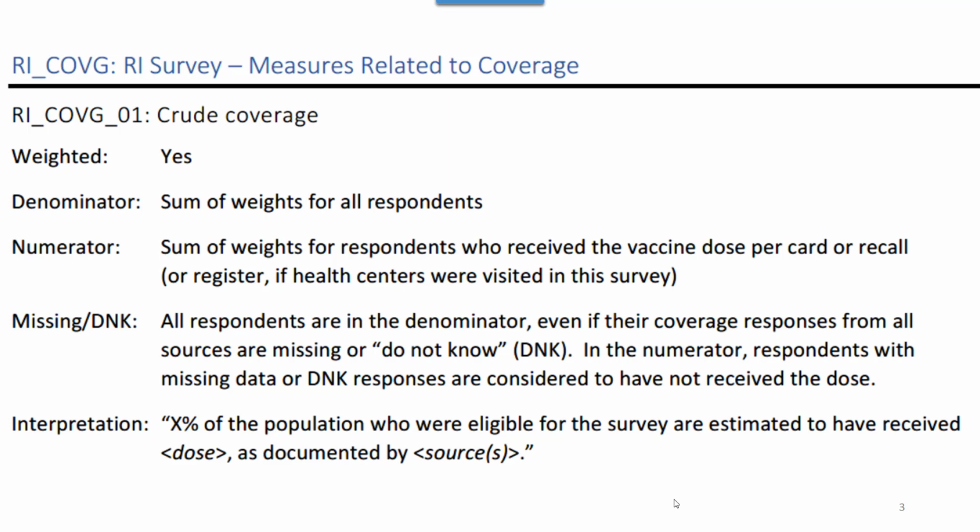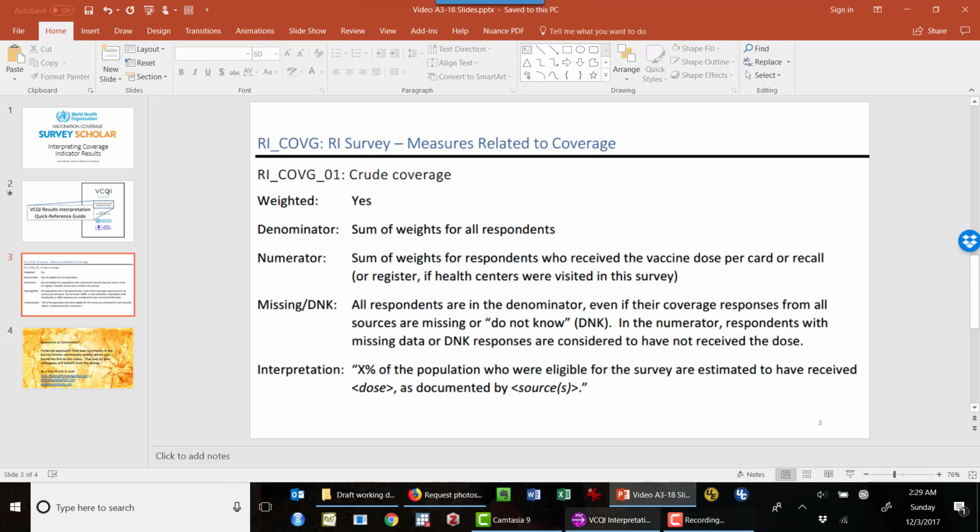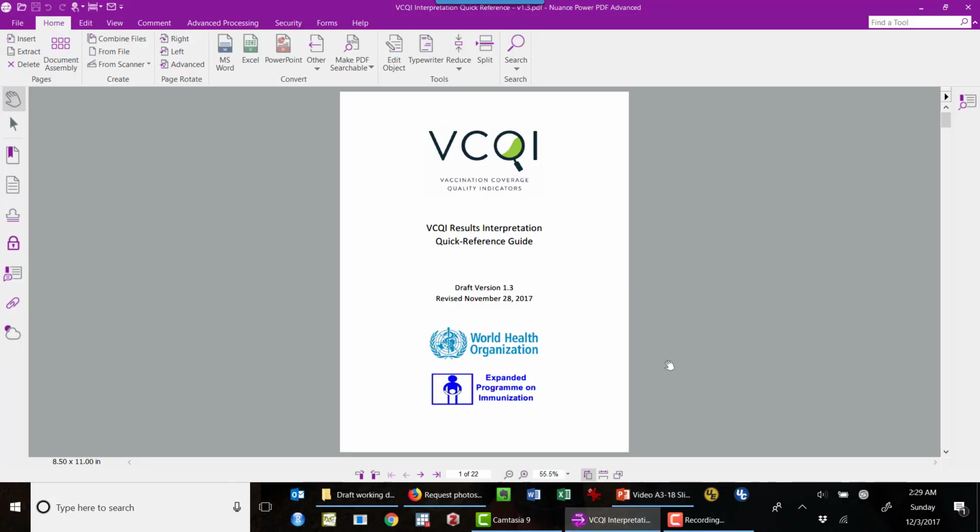In this case, if we used some software to estimate crude coverage in the manner we've been discussing in these videos, we could say the estimate was 11.1%. We might say 11.1% of the population who are eligible for the survey are estimated to have received maybe Penta 3, as documented by card and caregiver recall. You have to fill in some blanks in the sentence, but it gives you the appropriate structure for interpreting the indicators. So we'll have a quick look now at the document.